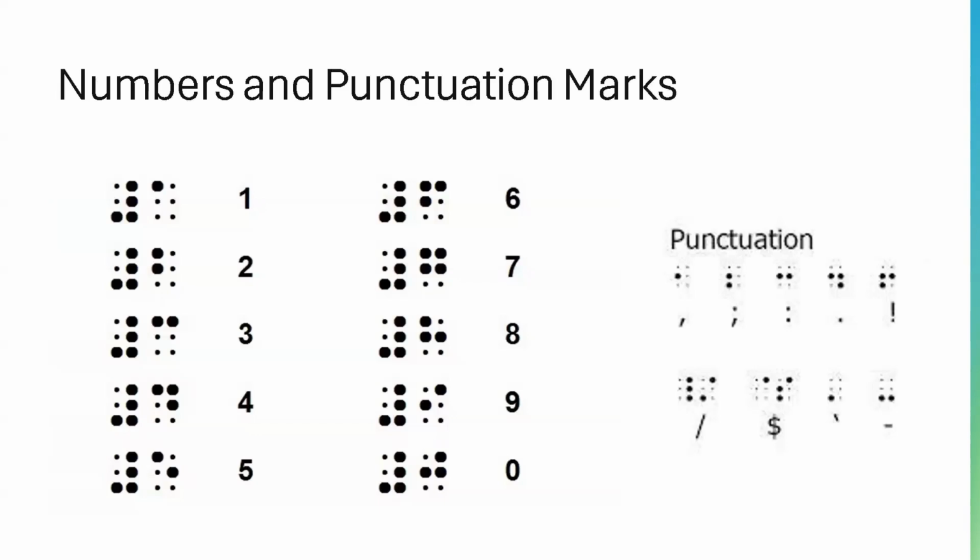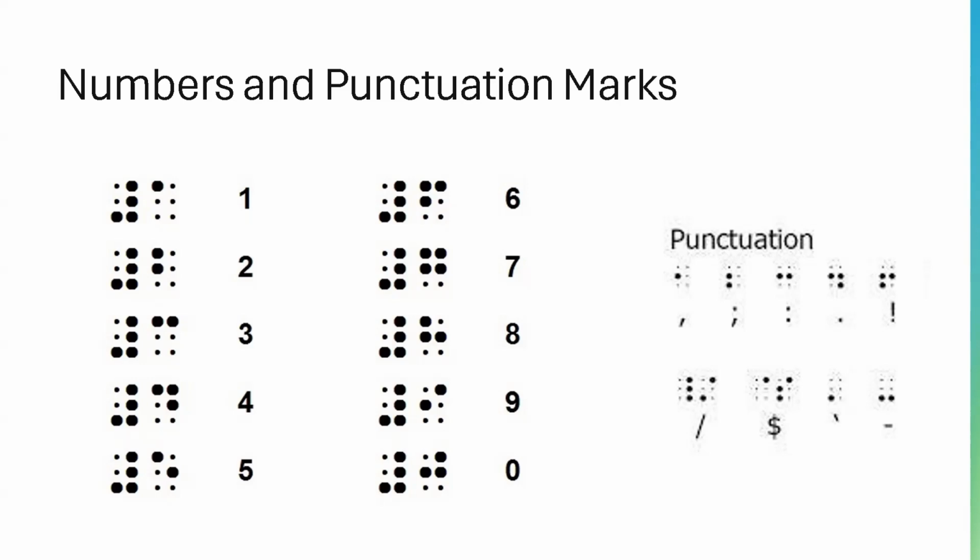The next thing you're going to want to do is learn the Braille numbers and punctuation marks. The Braille numbers and punctuation marks, again, are formed by a combination of the 6 dots in a full Braille cell. Different dots would be raised. It would just depend what number or punctuation mark it is trying to resemble.